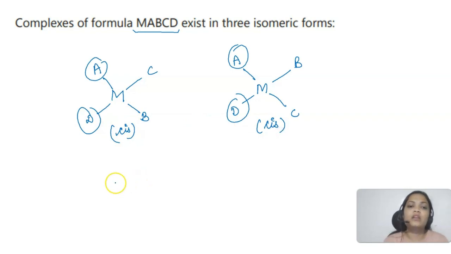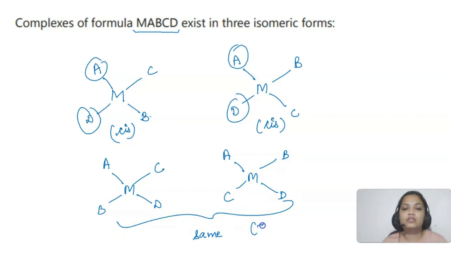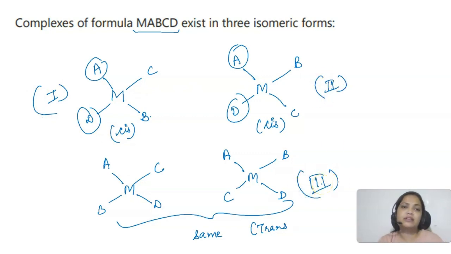Okay, now A was fixed, B and C we kept trans to it, now put D trans to it. Now B and C, but what can happen is, when I put D trans, C can come here, B can come here, but these two are the same. Okay, so this is the trans form. So actually there are 3 isomeric forms, 2 cis and 1 trans. Okay, if I consider any 2 ligands, you can consider any 2 ligands.